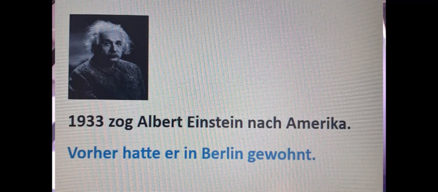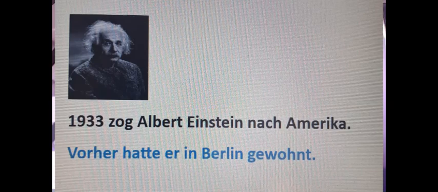1933 zog Albert Einstein nach Amerika. Vorher hatte er in Berlin gewohnt. So in 1933 he shifted to America, Albert Einstein. Earlier, vorher, he had lived in Berlin. So he had lived, er hatte in Berlin gewohnt. So das ist das Plusquamperfekt. 1933 zog Albert Einstein nach Amerika. Vorher hatte er in Berlin gewohnt.